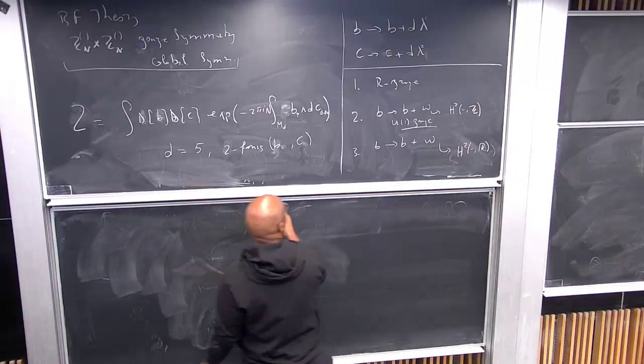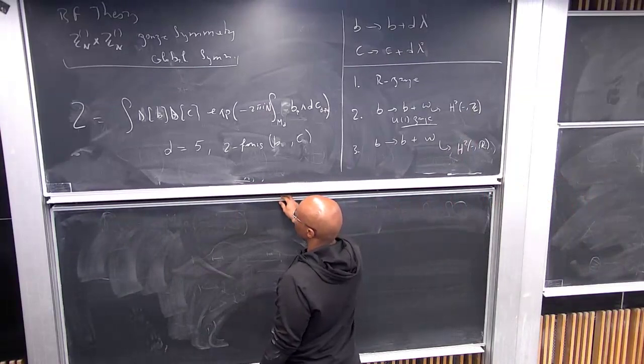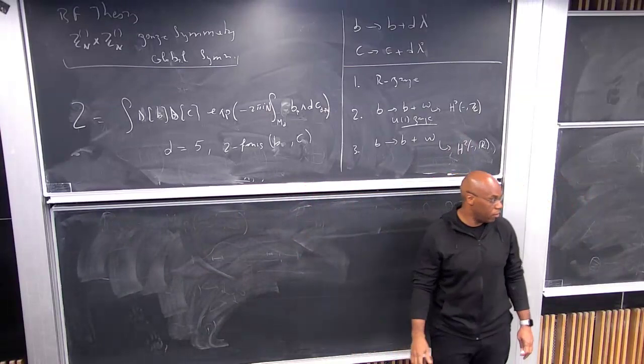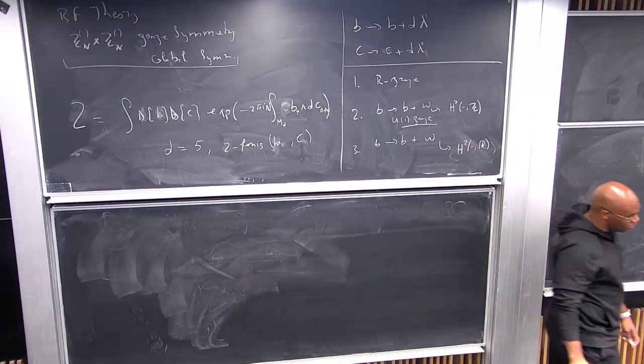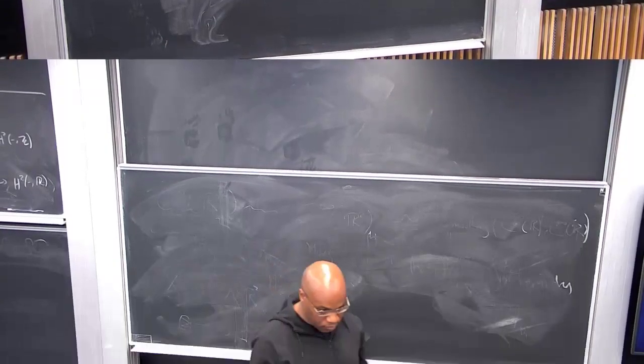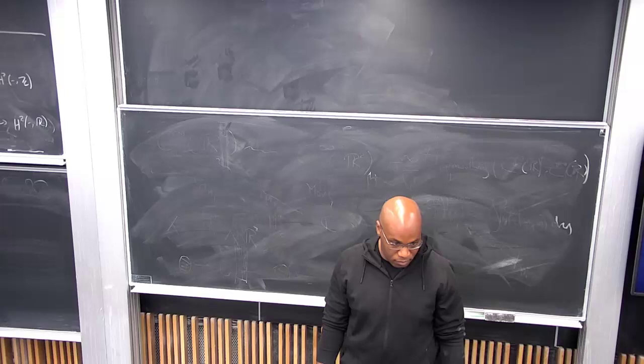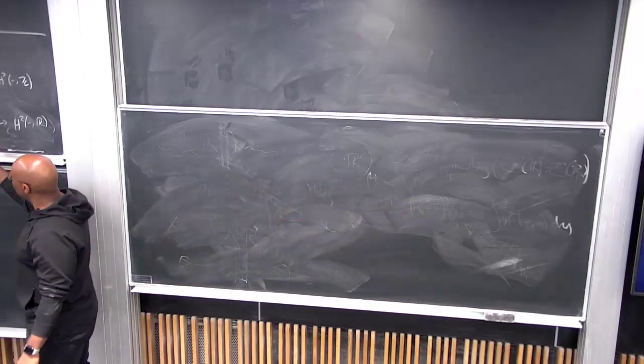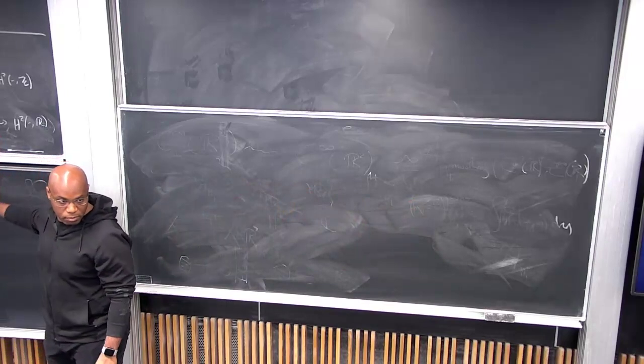Okay, so the question you might ask here is, what are the observables of this quantum field theory? In the third case, so the first is R gauge symmetry, the second one, and the third? The third is actually going to be trivial. We'll see in a moment.